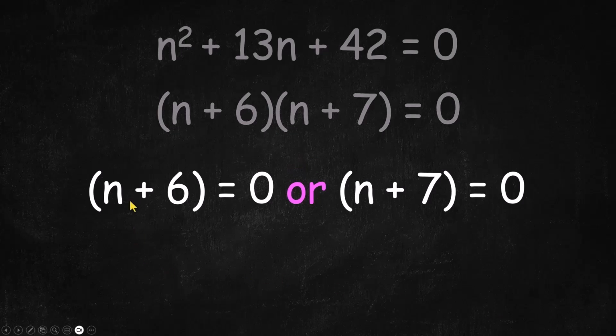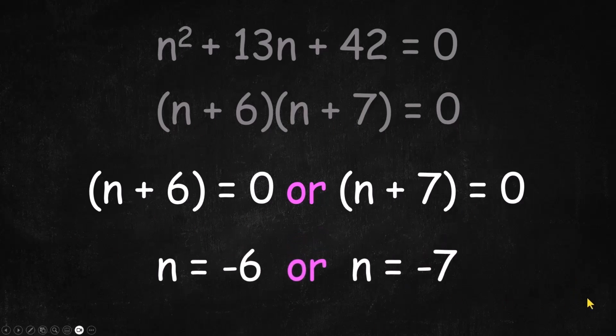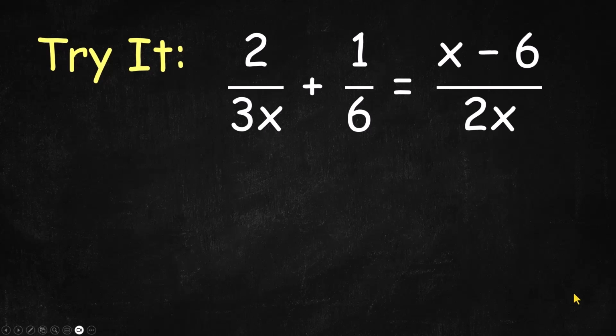All right, so we have n plus 6 equals 0, or n plus 7 equals 0. That's what happens here. If you get a 0 at the end, it's called the zero product property. Set each one of these equal to 0 and solve. So we have n equals -6, or we have n equals -7. I did that one. I want you to try this one right now.